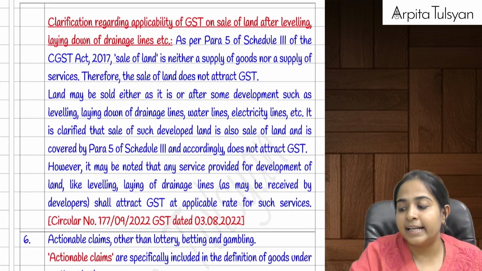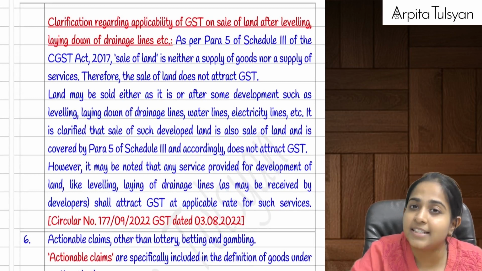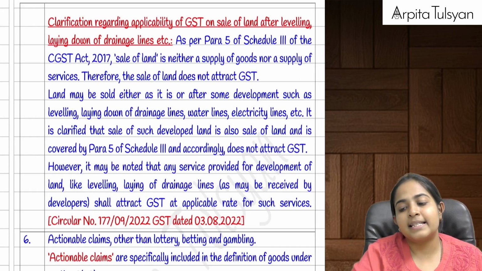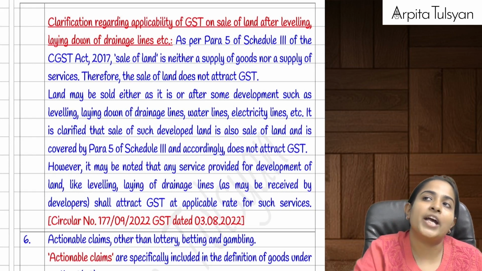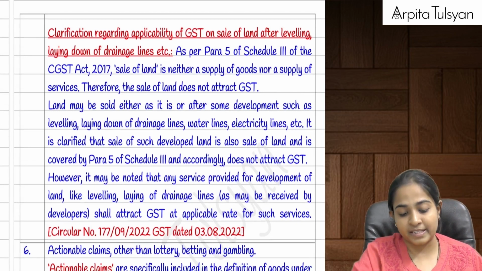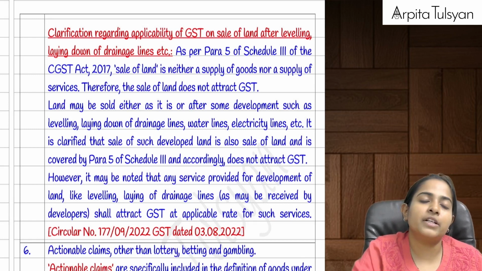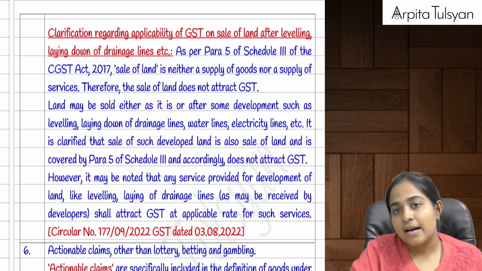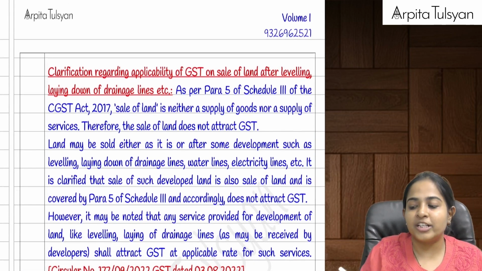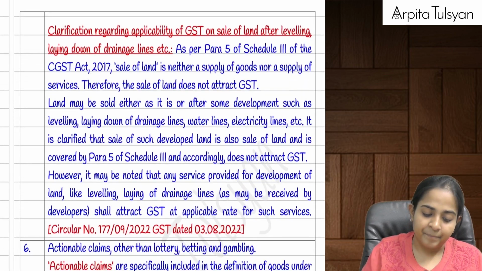Now, do you recollect in schedule number 2, we just now studied construction services. Let's say there is a construction of a building for which the entire consideration was received after issue of completion certificate or first occupation, whichever is earlier. Then in that case, I told you there will be no GST applicable. That is no GST applicable as per para number 5 of schedule number 3. Are you clear with this?